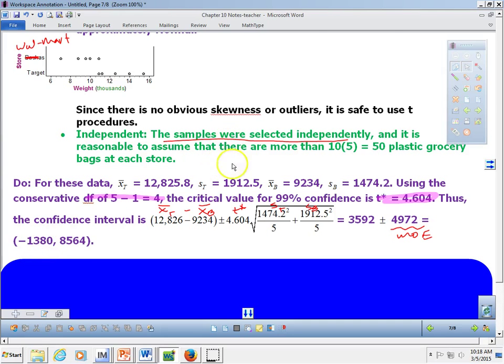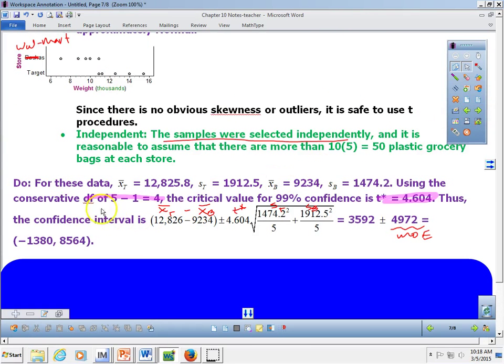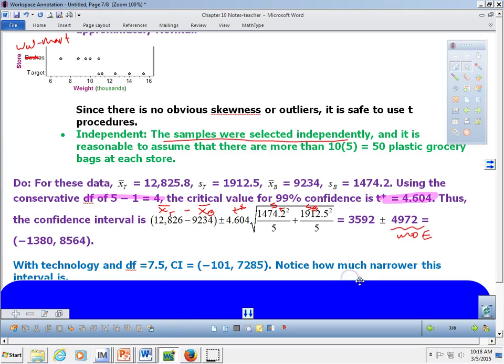Remember, negative would suggest that, where do we see it? If it's negative, that mu sub b is bigger. So then it required more weight for a Walmart bag to rip, negative 1380. 8564 positive suggests that Target bag was stronger and took more weight to rip. So plausible values might suggest either to be true, okay? And then, of course, we want to conclude this.